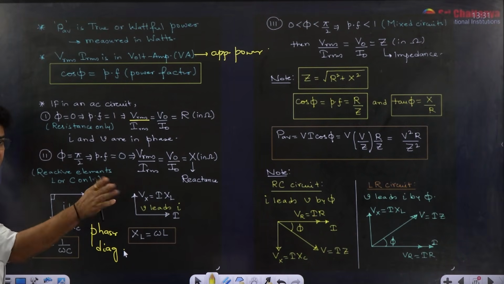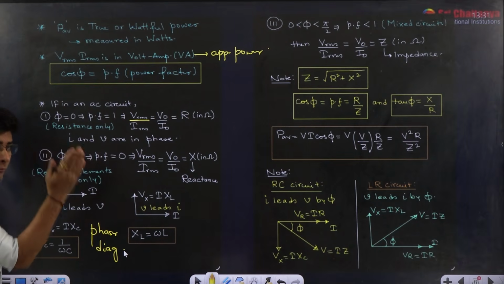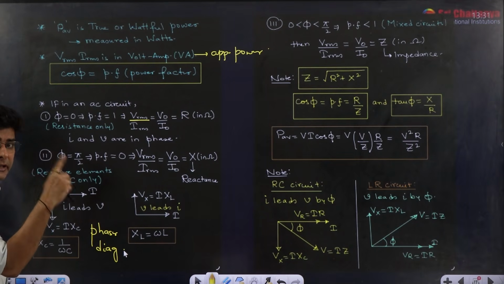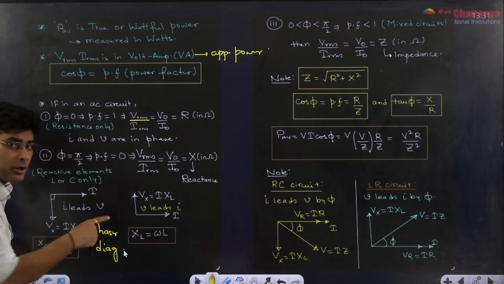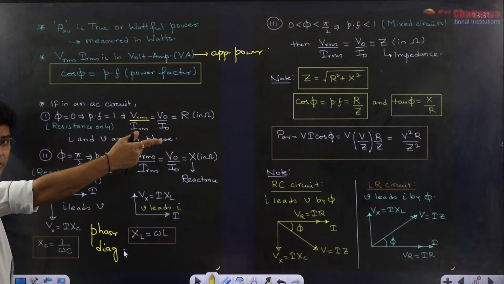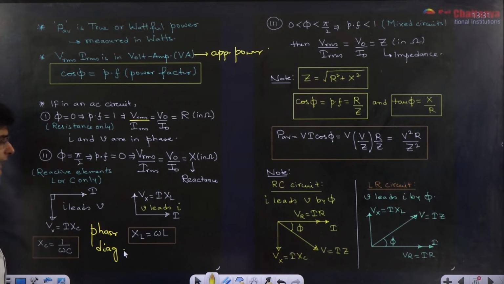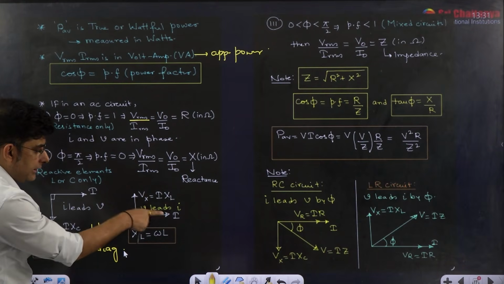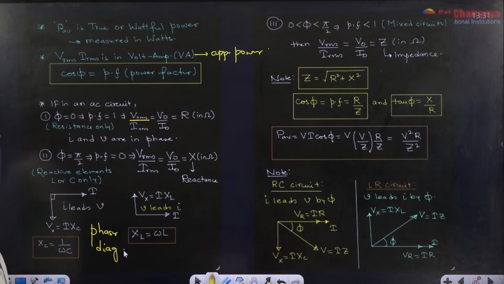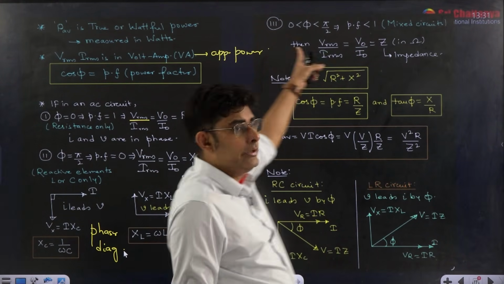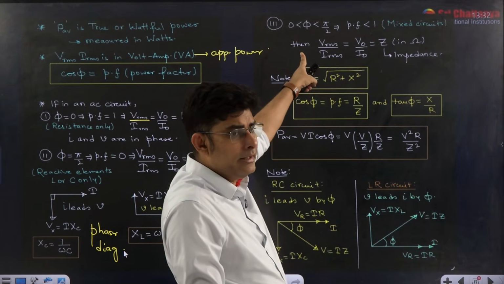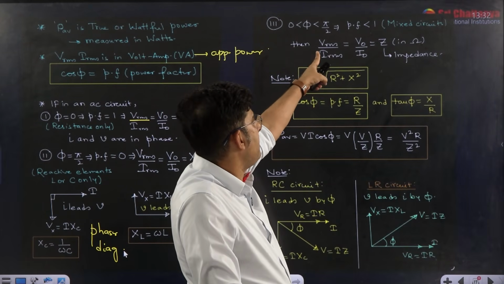When you are comparing two signals in a phasor diagram, see from one signal to the other whether you are going anti-clockwise or clockwise. If you are going anti-clockwise, that means lead. If you are going clockwise, it means lag. So here current leads, voltage lags. Here voltage leads, current lags in the inductor. Clear?